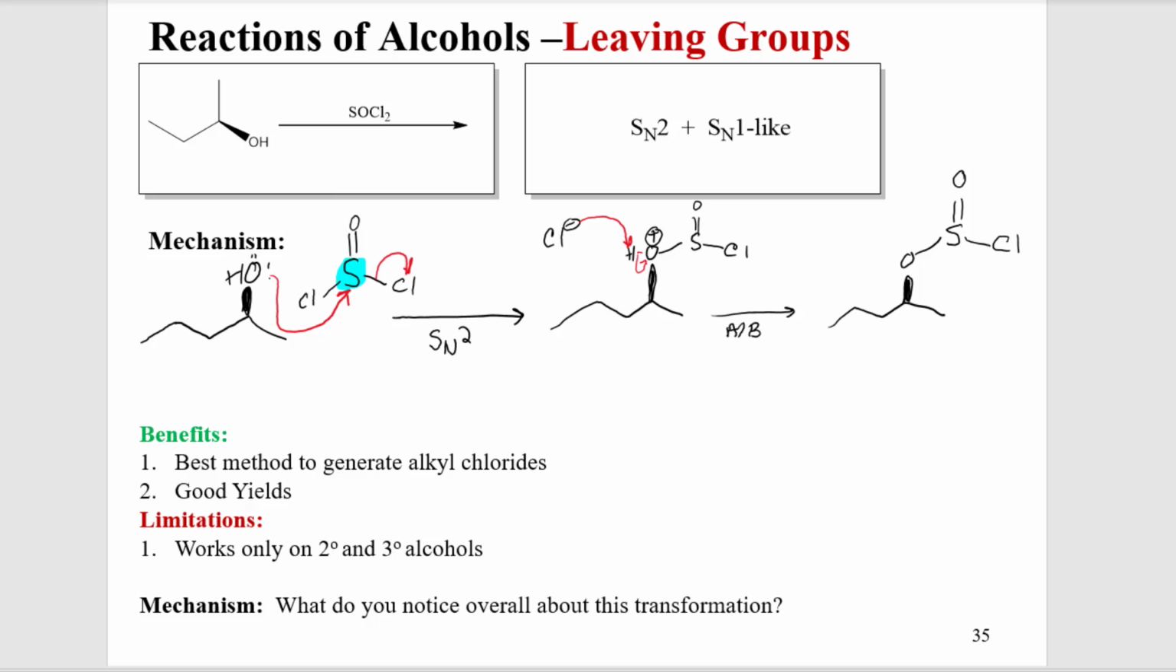Okay, now here's what occurs. I'm going to call it an SN1-like reaction. In the literature, it actually has a name, SNi. SNi is an ipso substitution.